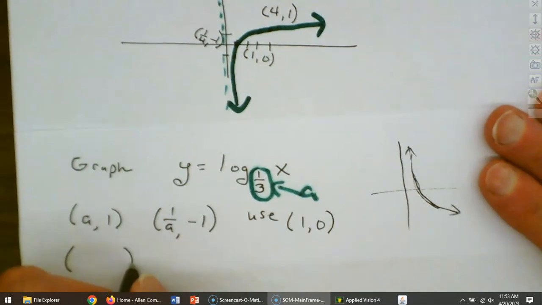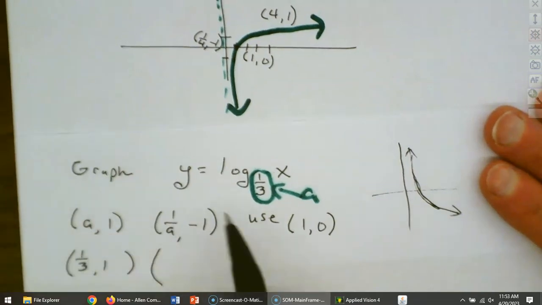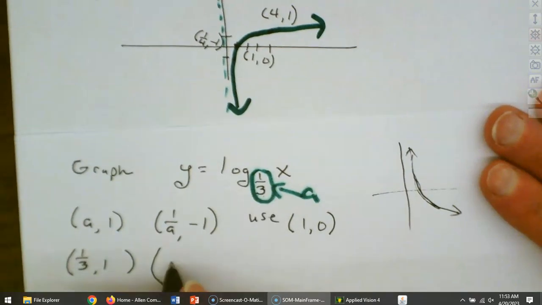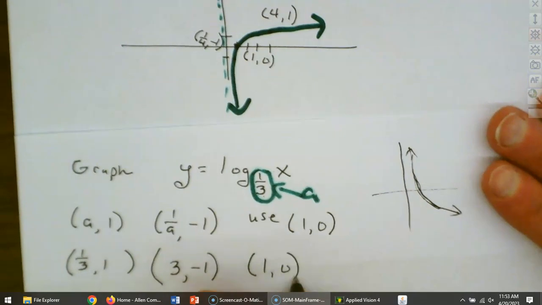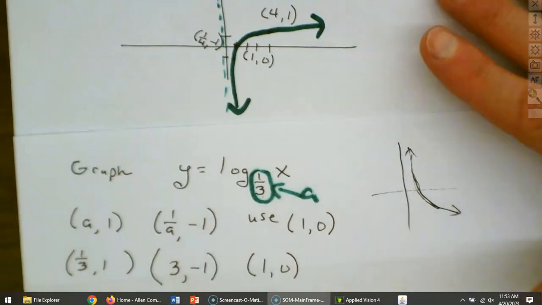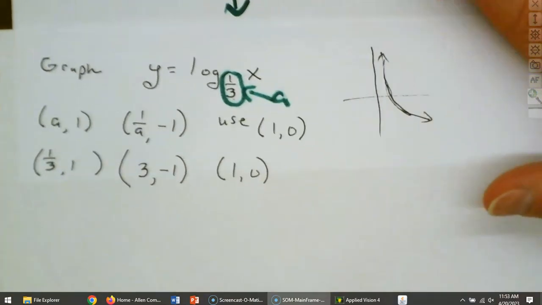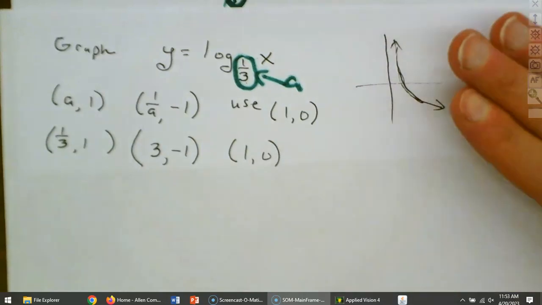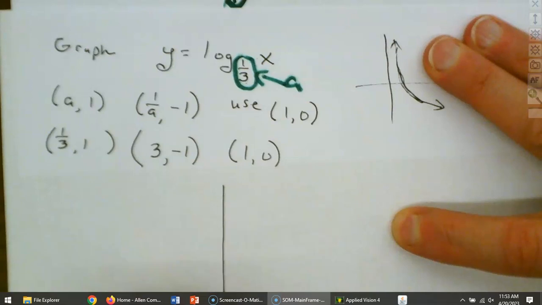So let's get our pieces. A is 1/3, so that's 1/3 comma 1. We need 1 over a third. Well, 1 over a third would make that then a 3 and negative 1. And then we're going to use that 1, 0. Now we have all the points that we need. We can now go ahead and convert them, plot them, and graph our line.